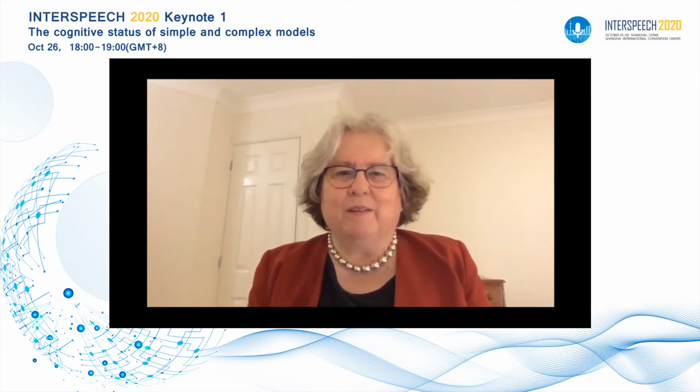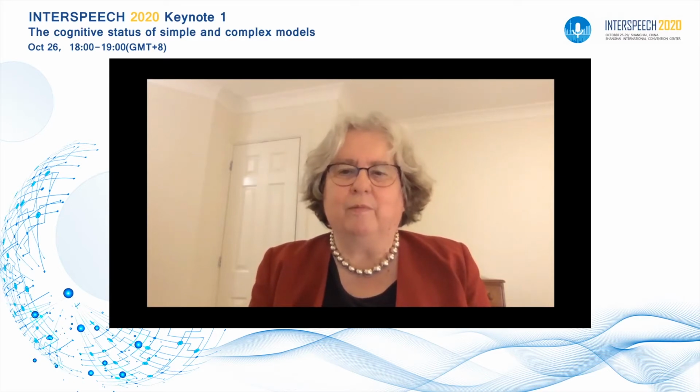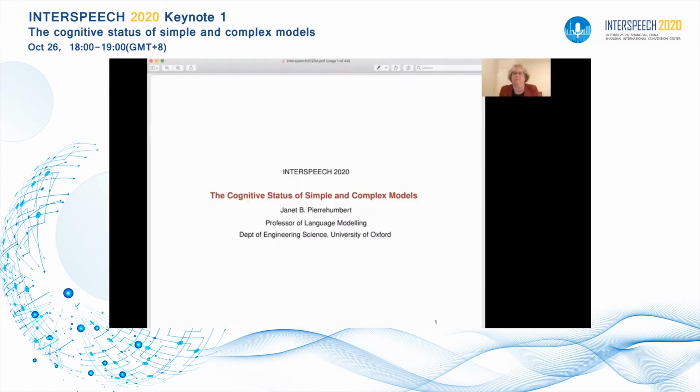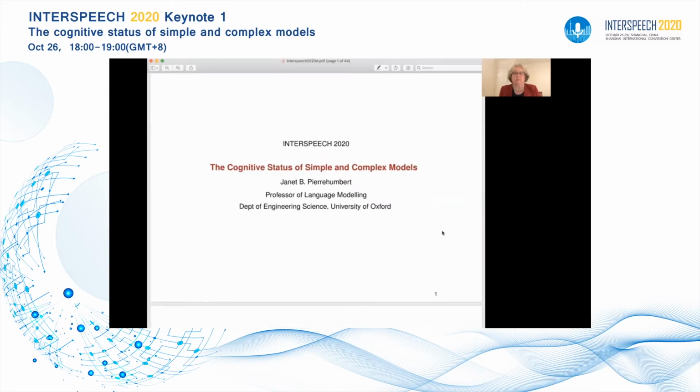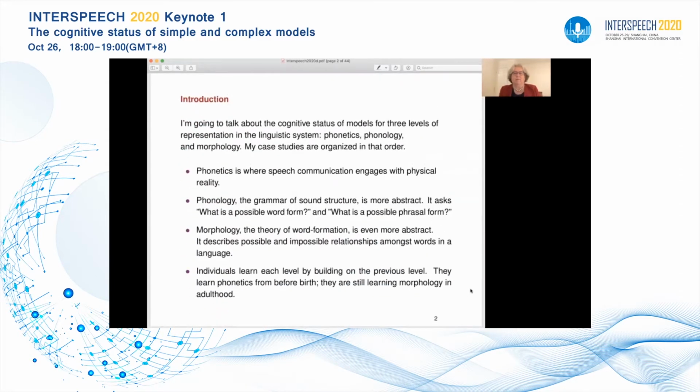I'd like to talk to you about the cognitive status of simple and complex models in speech communication. So I'm going to talk about the cognitive status of models for 3 levels of representation in the linguistic system. That's phonetics, phonology, and morphology. And the case studies I'm going to talk about are organized in that order.